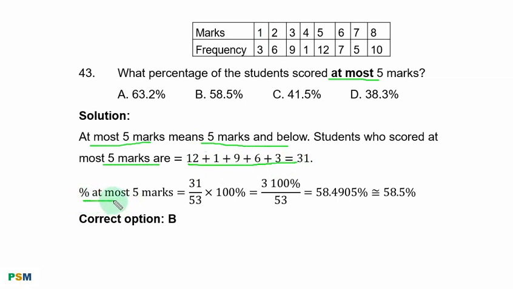Percentage at most 5 marks becomes those that scored at most 5 marks over total students, 53, times 100%. You have it in this form, and that is this value to 1 decimal place or 3 SF. You have 58.5%. The correct option is B.